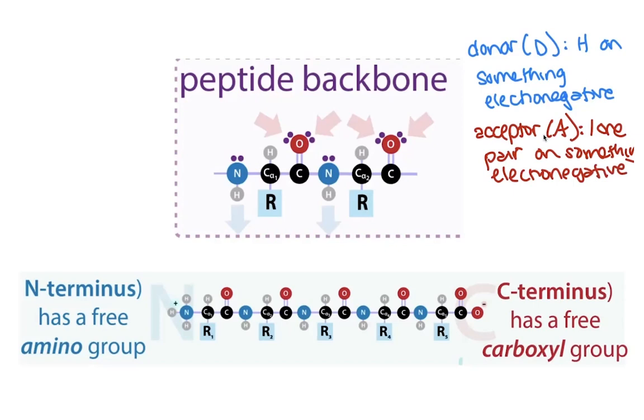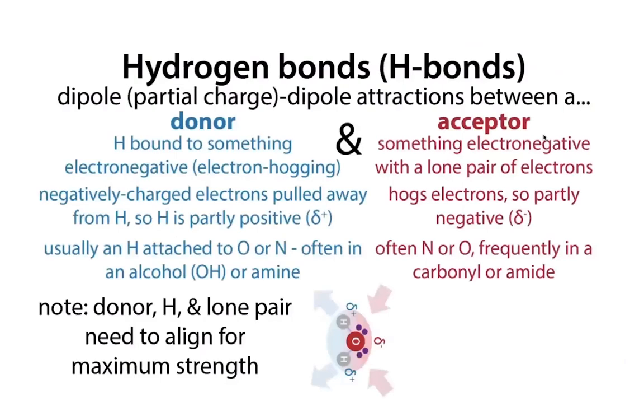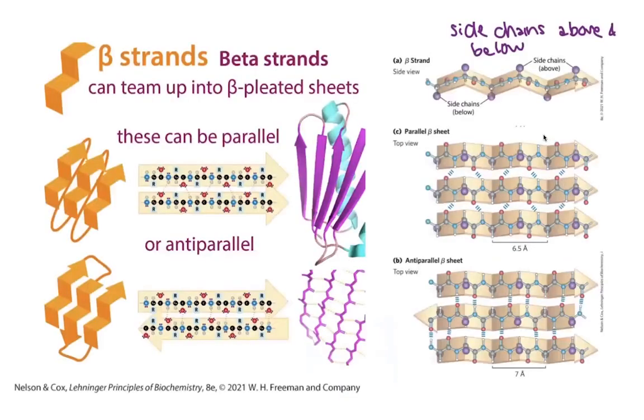And so we see that we have these donors and acceptors spaced out all along the peptide backbone in this repeating pattern. We also talked about, when we talked about hydrogen bonds, that in order for them to have maximum strength, the donor, the H and the lone pair need to align. And so why this matters is because if we look at those different orientations, those different angles in the two types of beta strands, we'll see that in the anti-parallel sheet, we're going to have more ideal angles. And so what this means is that they're going to be stronger than in the case of your parallel sheet.